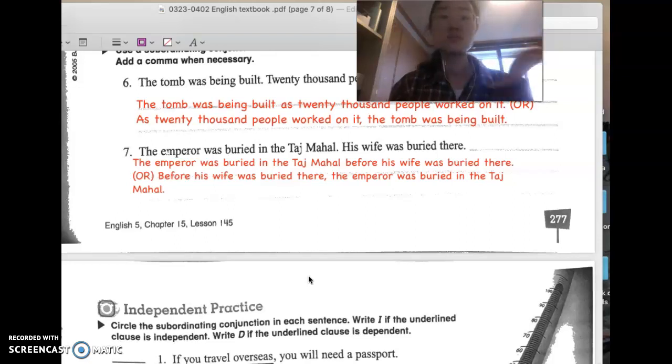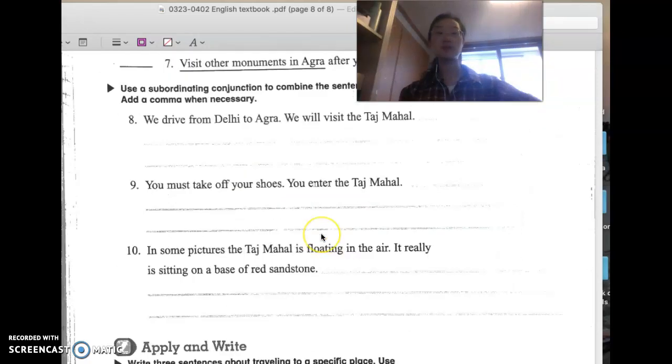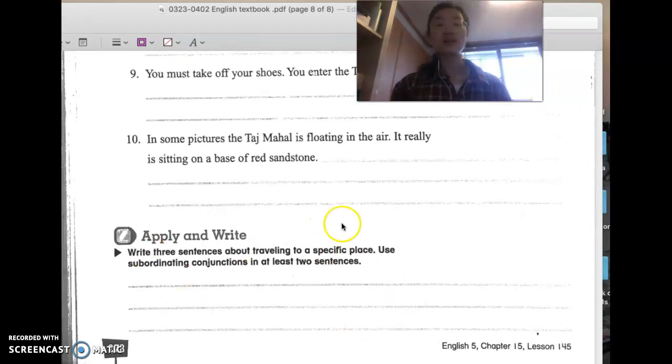Google Classroom, email, YouTube. And yeah, that is our lesson. So make sure to complete this page and try to write the 3 sentences using subordinating conjunctions. And yes, you are on your way to becoming an even more fantastic writer.